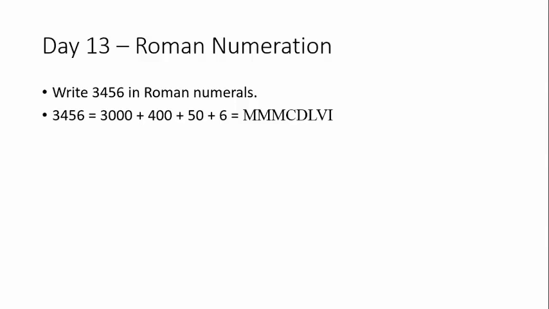Here's another one. Write 3,456 in Roman numerals. Again, you'll see we're writing this in terms of its parts. So 3,000 plus 400 plus 50 plus 6. 3,000 would be represented with 3 M's. 400, that's 100 less than 500. So we'll write that as CD. 50 is L, and 6 is VI. We just put all these together. MMMCDLVI.